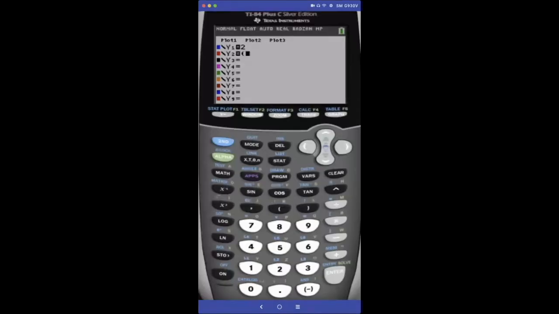y2 is, change my window so I can find it. So it's 0, that'll be 35. That'll be 0. That should work. Make that 5. Boom, I see the intersection right there. Calc intersect number 5. Go all the way over here. Press enter 3 times. 1, 2, 3.